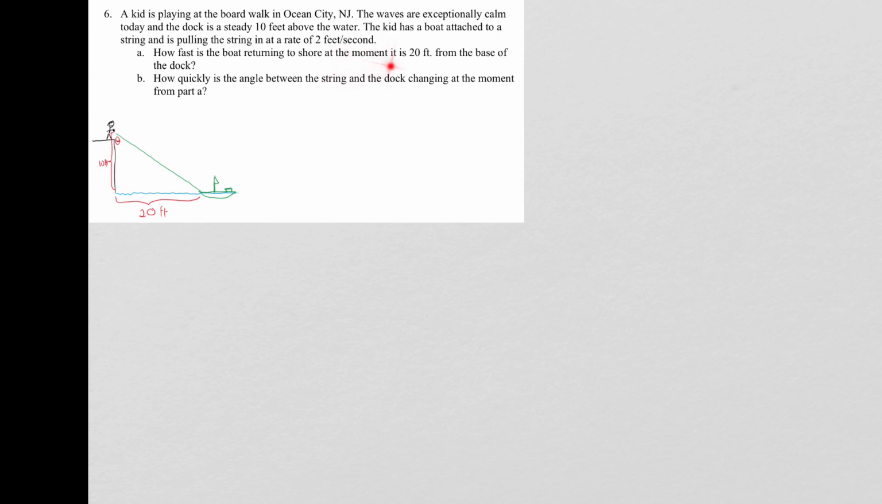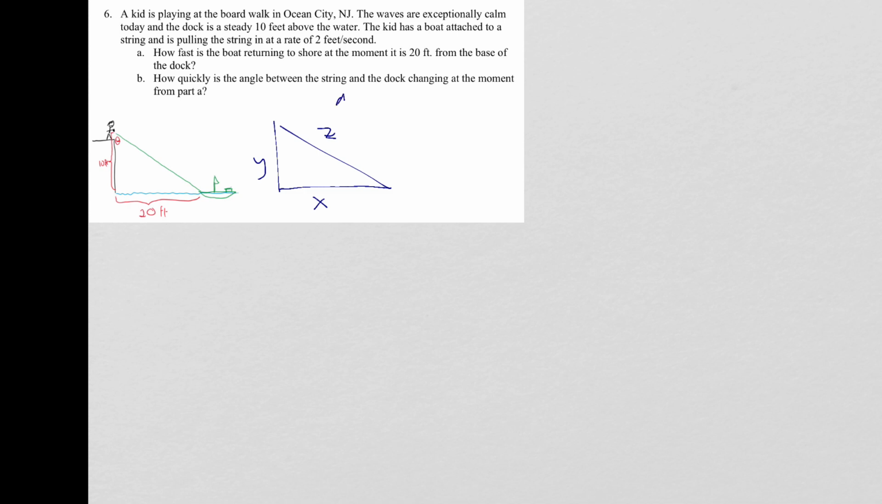At the moment, it is 20 feet from the base of the dock. So this is getting pulled in. The rate at which it's moving towards the shore would be the rate of change of this thing. So I'm going to draw a little right triangle. I'm going to label an X, a Y, and a Z. We don't need that theta yet, so I'm going to leave it there.